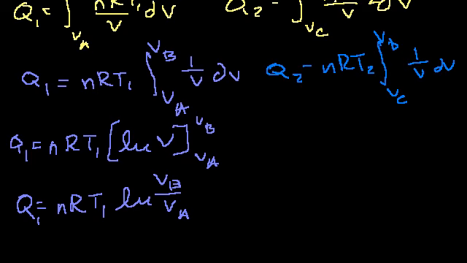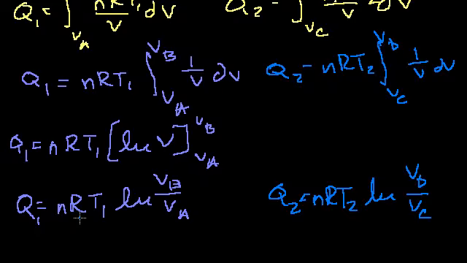Now, the same logic, q2 is going to be equal to what? q2 is going to be equal to nRt2. Now, the only difference with this integral is where I had vb, now I have vd. Sorry. So now then it becomes natural log of vd. And where I had va, now I have vc. So over vc. All right.